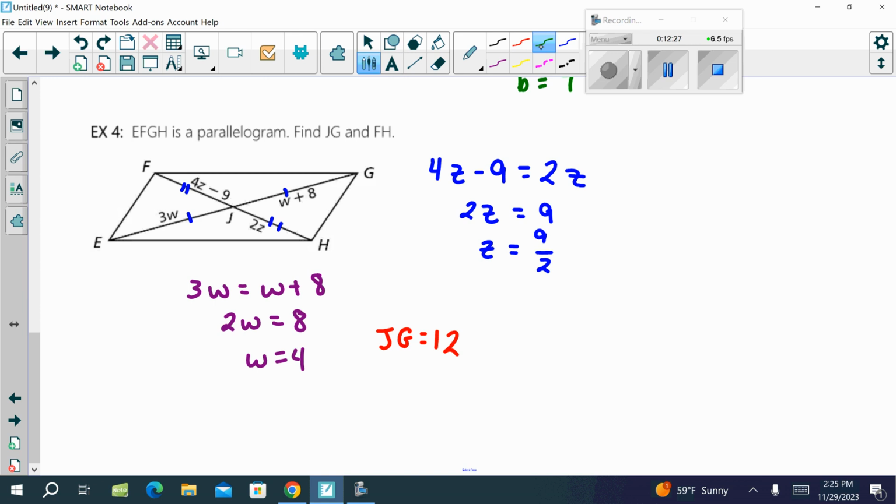And then FH, what are we going to need to do with that? There's a couple different ways you could do FH. Good. Plug it into one of them and then multiply it by 2, double it. Okay, so I'm going to plug into JH. 2 times 9/2 is how much? 9. Good. The 2's cancel, so that gives you 9. So then FH is double that segment, so you should get 18.